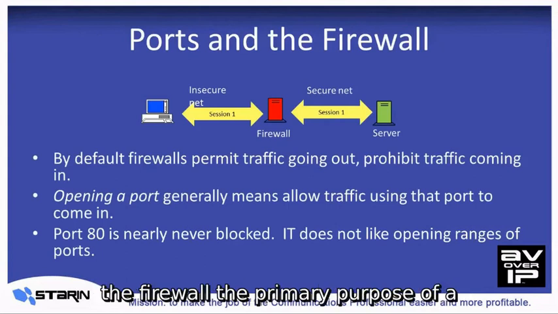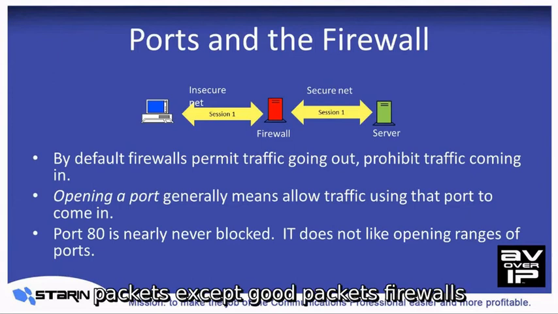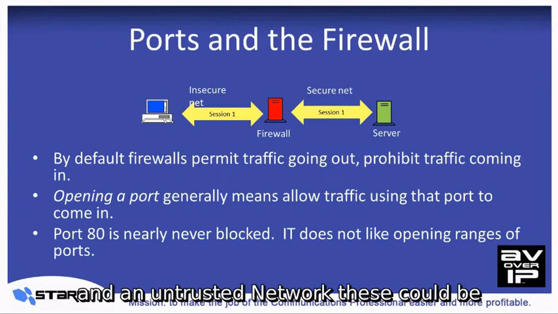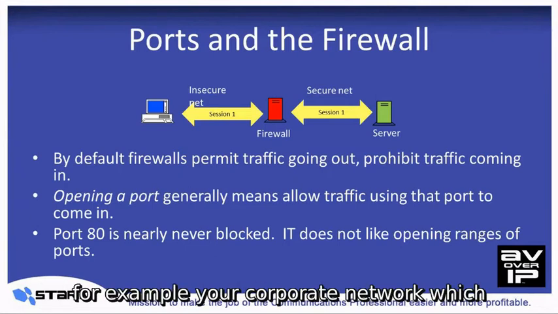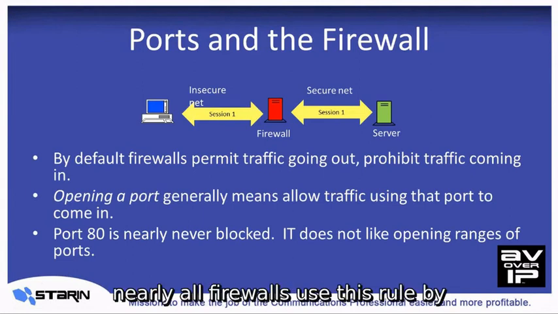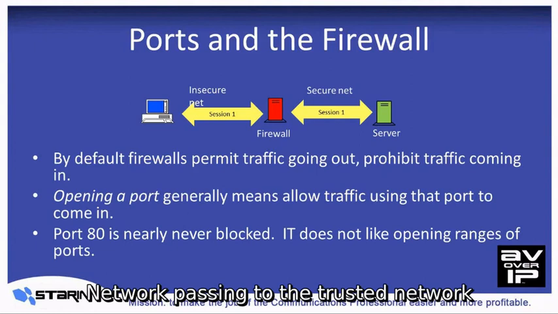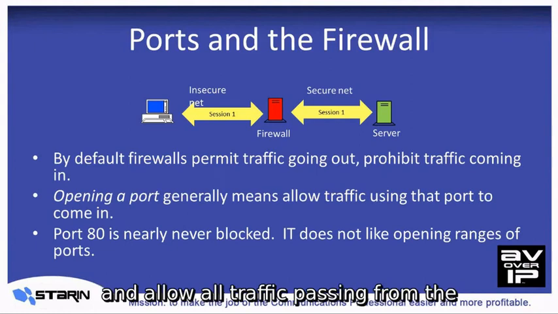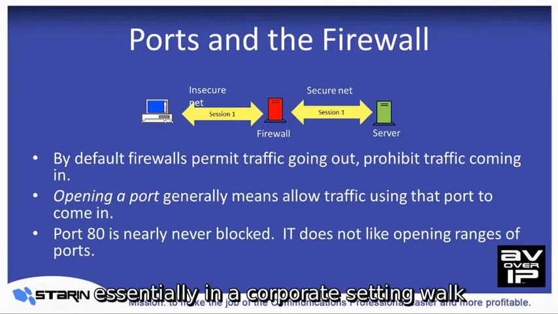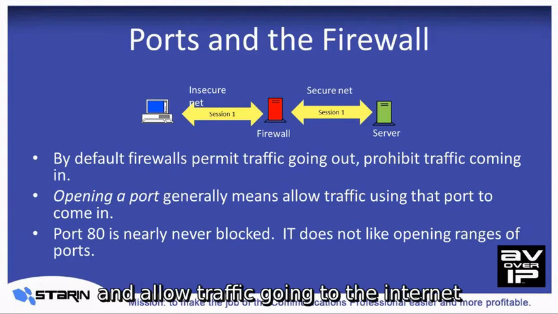So what do ports have to do with the firewall? The primary purpose of a firewall is to filter traffic, block bad packets, and accept good packets. Firewalls normally sit between a trusted network and an untrusted network. These could be, for example, your corporate network, which you trust, and the internet that you don't trust. Nearly all firewalls use this rule by default. Block traffic from the untrusted network passing to the trusted network, and allow all traffic passing from the trusted network to the untrusted network. Essentially, in a corporate setting, block traffic from the internet by default and allow traffic going to the internet.